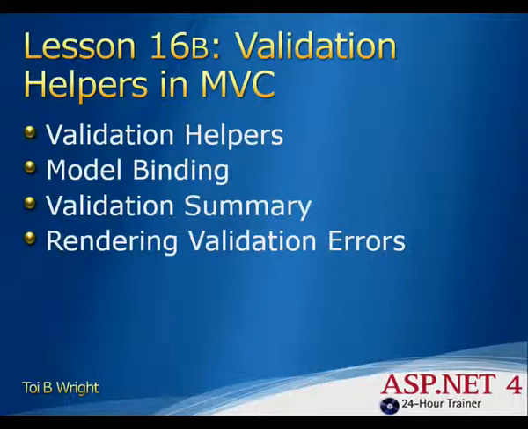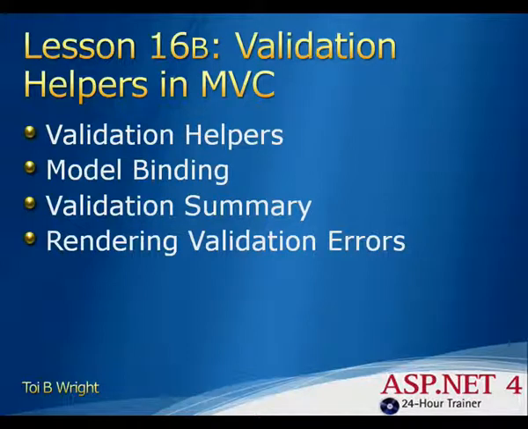The ValidationMessage method displays the error message if an error exists for a given field. The ValidationMessageFor method displays all of the error messages associated with a strongly typed object. The ValidationSummary method returns a bulleted list of all of the errors in the ModelStateDictionary object.